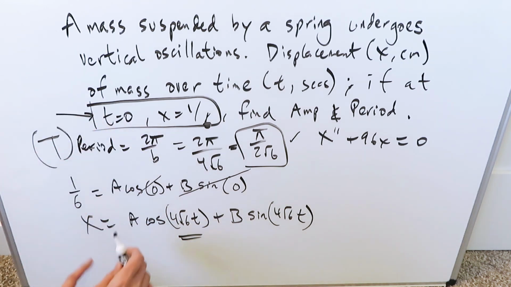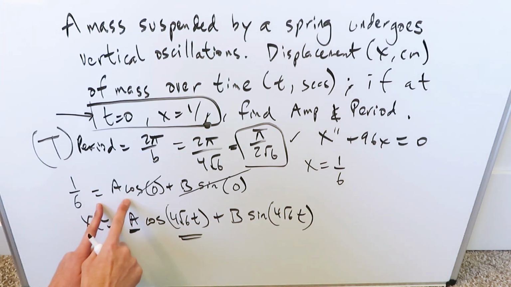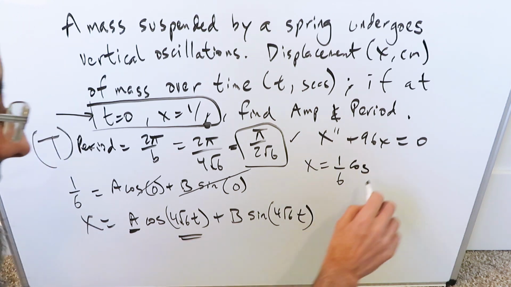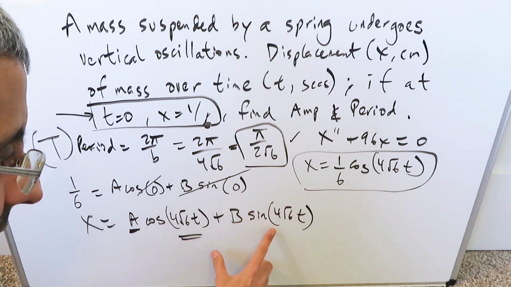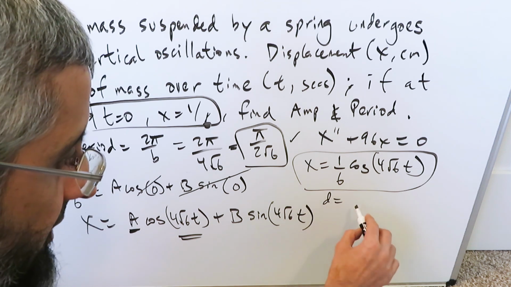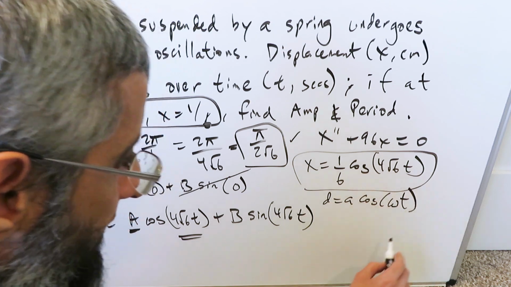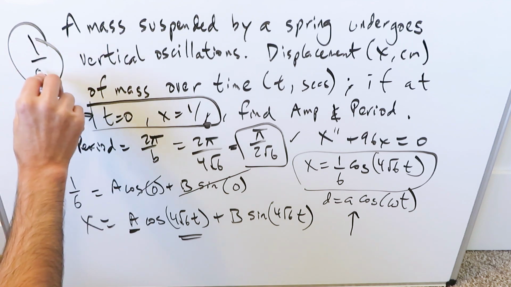When you take these parameters and bring them into this equation, you solve only for a because b was equal to 0. You're looking at x is equal to a, which is determined to be 1 over 6, because cosine of 0 is 1. So 1 over 6 cosine 4 root 6 t, and this right here is your equation, because the sine component went away at time 0. You know, this looks very much like that equation I was giving you earlier: d is equal to amplitude times cosine of omega times time. This right here is your amplitude, so you know your amplitude is 1 over 6, and it's done.